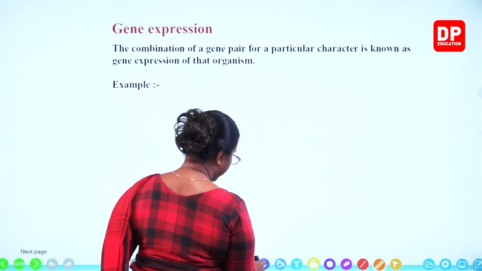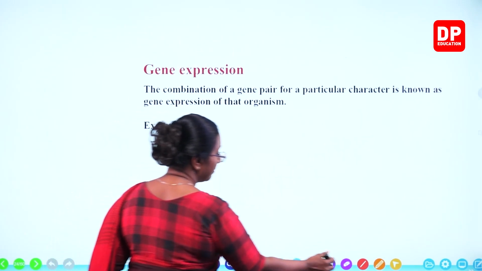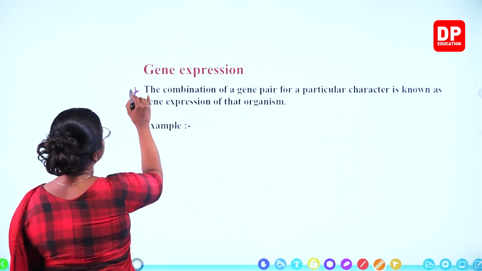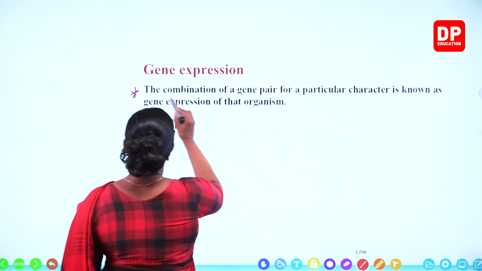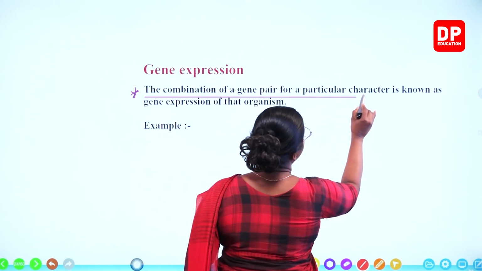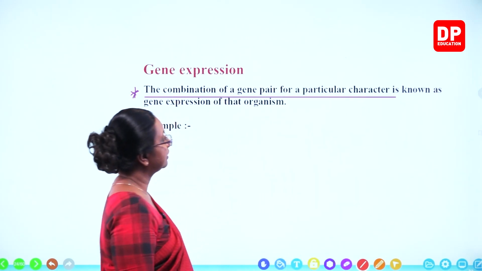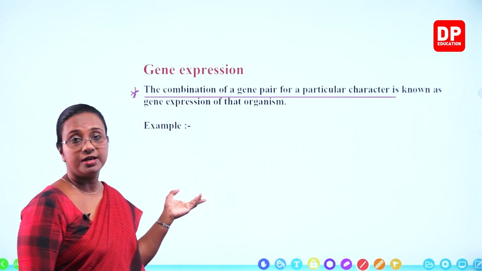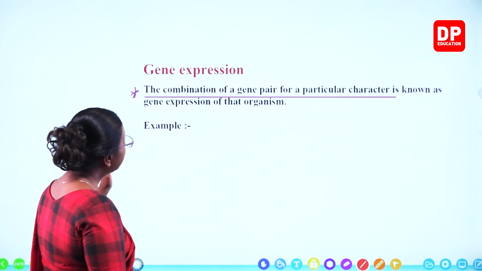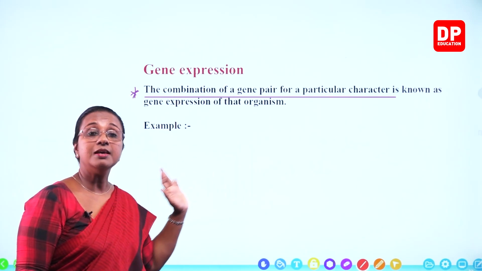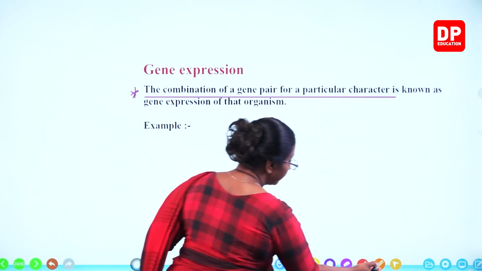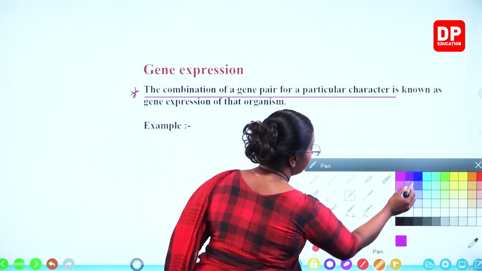So this is something very important you all have to remember, students. When we say gene expression, the combination of a gene pair of a particular character is known as gene expression of that organism. So for any character, there can be 3 different gene expressions. What are those expressions? You can remember.